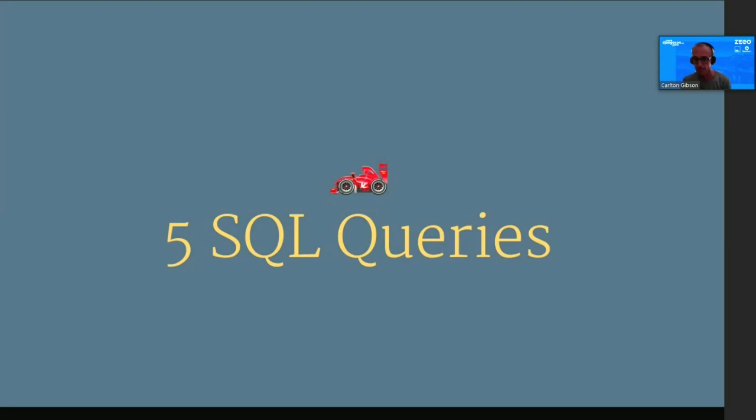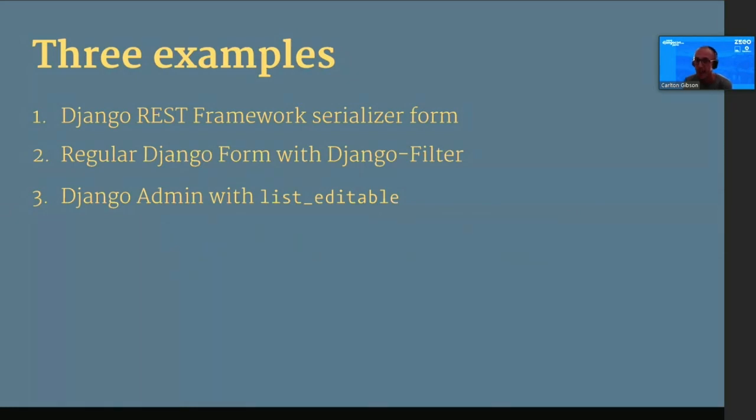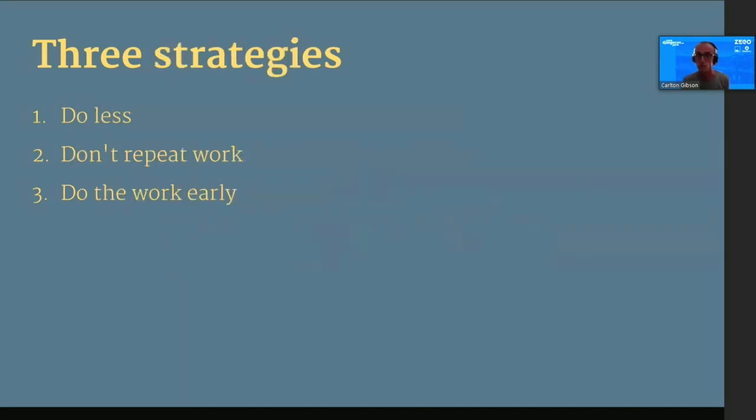So let's sum up. Apparently, model choice field is slow. Well, we saw 3 examples of how it's slow. We used a Django REST Framework serializer and saw how that rendered. We saw a regular Django form with Django Filter and how that rendered. And we saw the Django Admin with list editable. For those 3 problems, we saw 3 strategies, how you can deal with that. Do less work, that's the most important one. Don't repeat work, and do the work early.